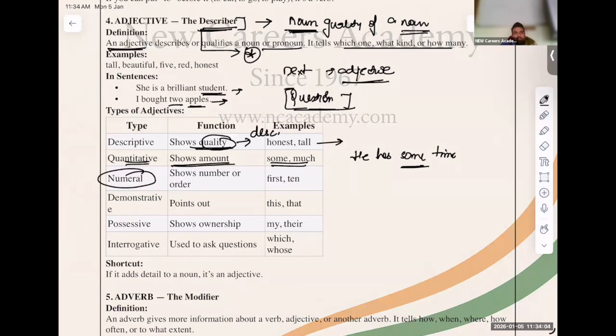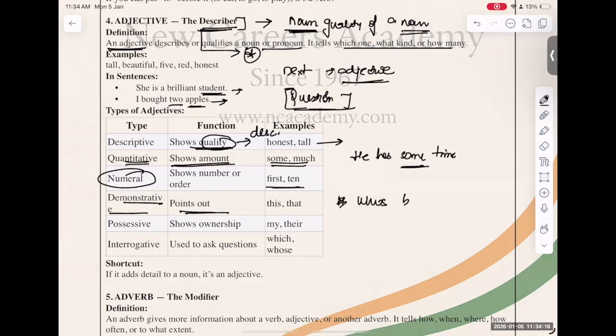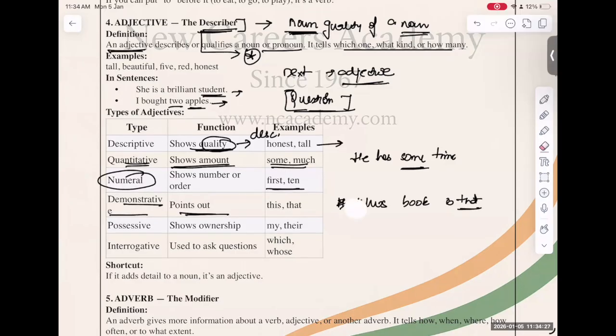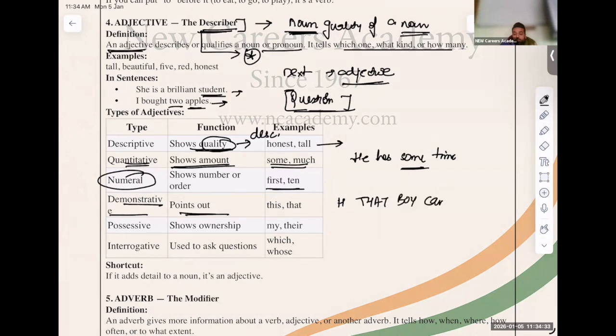How many apples did he have? Two. I have 10 rupees with me. So that is numeral. Demonstrative points out: this, that. Whose book is that? When we talk about whose book is that, or that boy came late, we are pointing fingers at somebody, right? Which boy? That boy. So pointing out means like with fingers.